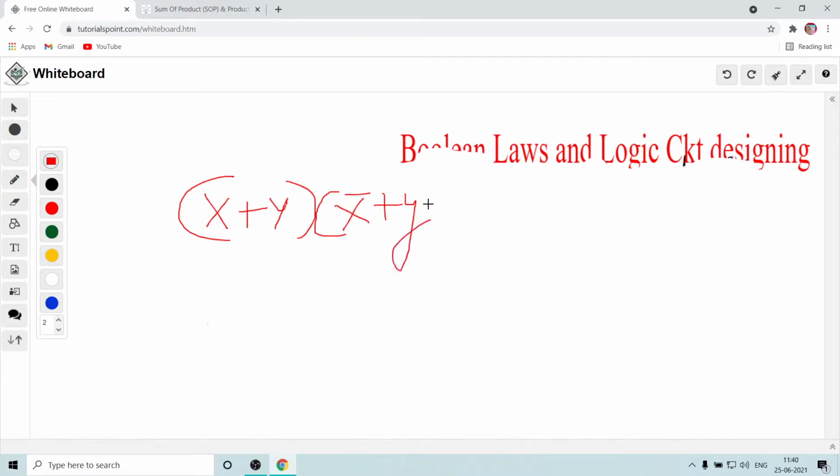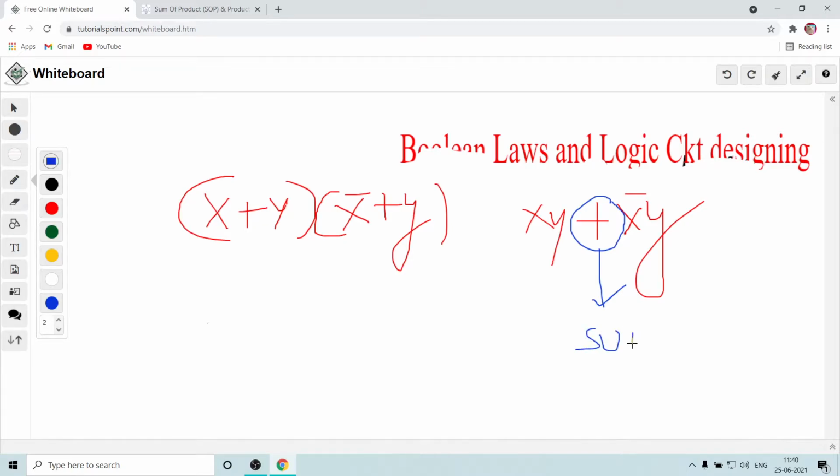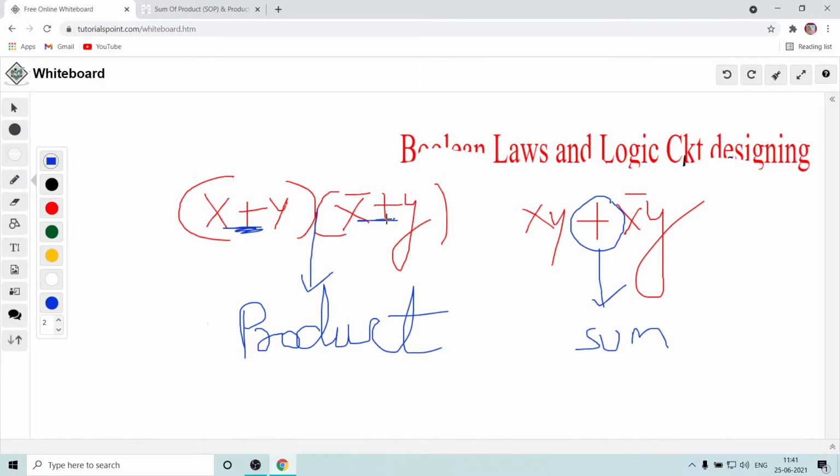Now, can you see the difference from the term which I wrote earlier, x y plus x bar y? There we were discussing the sum of product terms. Here you can see the product of sum terms. Can you see this? This is the plus, this is the plus. So this is my POS, this is my SOP. This is the basic difference between SOP and POS.